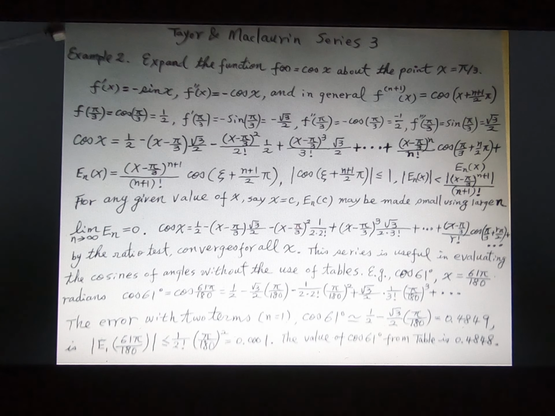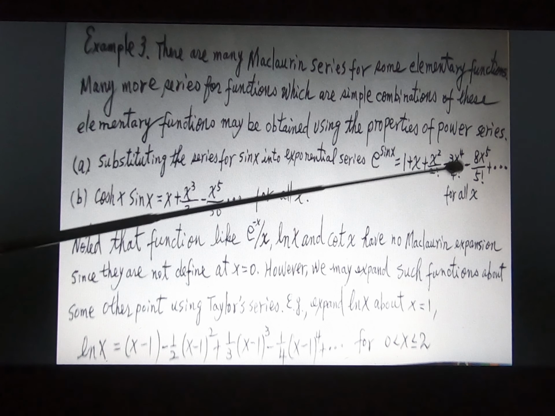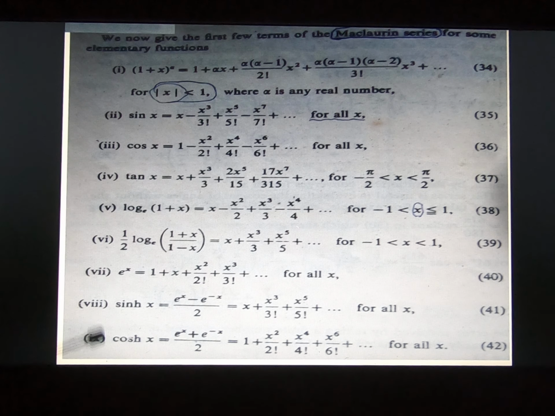And these are the Taylor and the Maclaurin series expansion examples on cosine x. And you can see you can derive it this way. And this is how much the error is. So this is another example, e to the sine x, and hyperbolic cosine multiplied by hyperbolic sine. And I will give you some other examples like this.